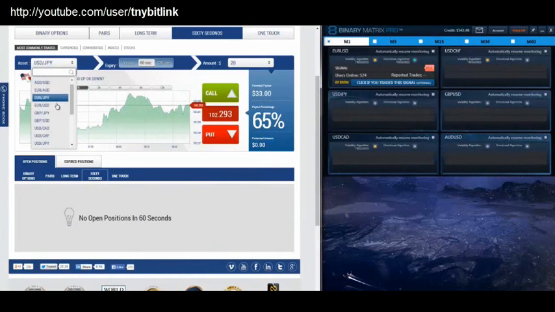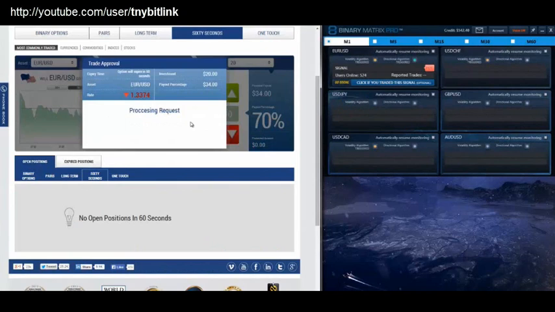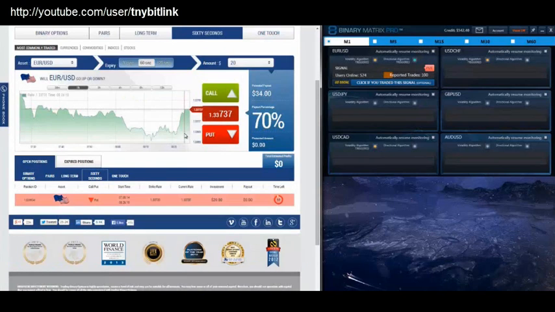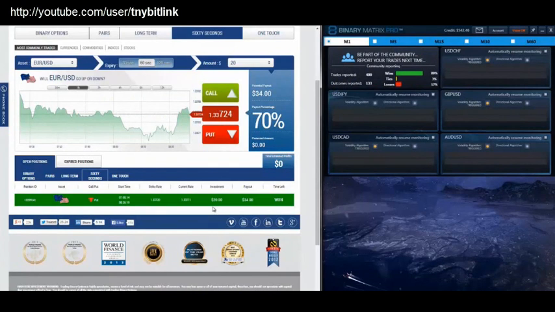All right, our next signal is a Euro USD. This is a put. And we're in. All right, back for this put signal on Euro USD. Let's see if the price is going to drop quickly enough to get us in. And it has, a winning trade.